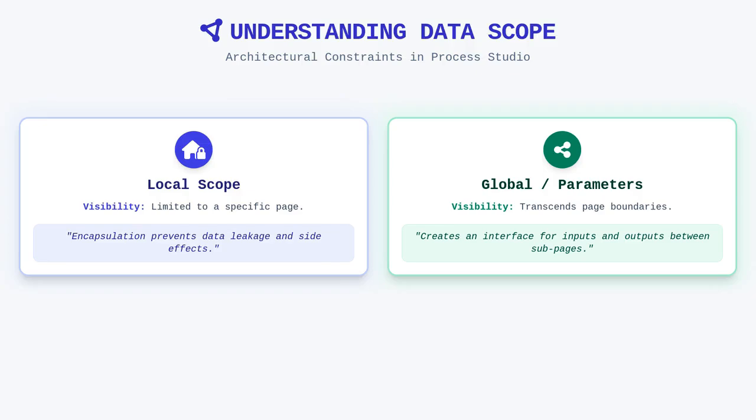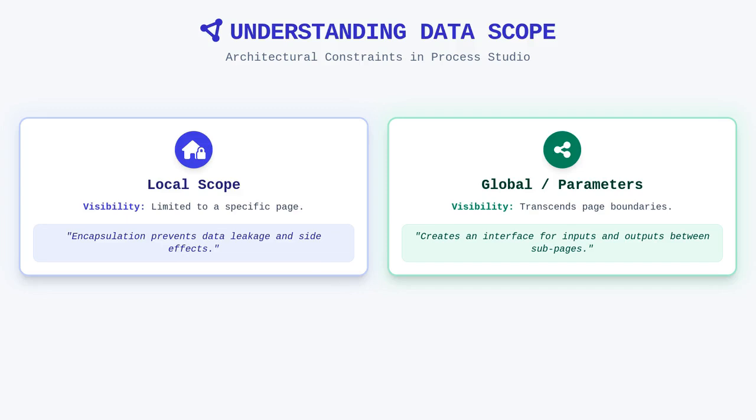However, there are scenarios where data must transcend page boundaries, requiring the use of global scope or parameters. By configuring a data item to be exposed, you transform it into a parameter that can be passed between parent and child pages, effectively creating an interface for your logic. This is essential for modularizing your process, as it allows you to pass inputs into subpages and receive outputs back, rather than relying on global variables that are visible everywhere.